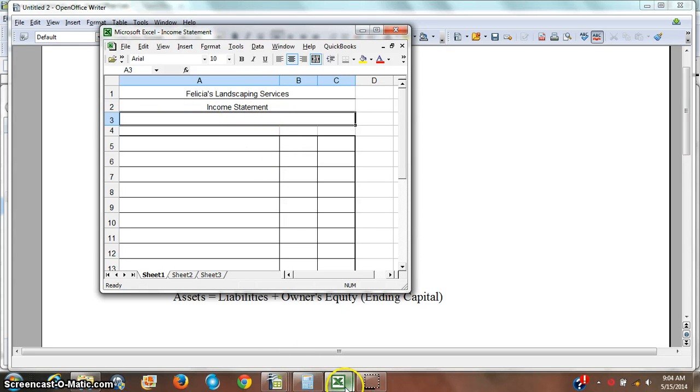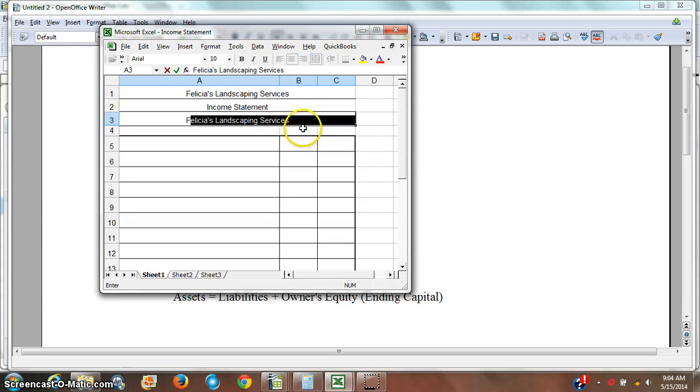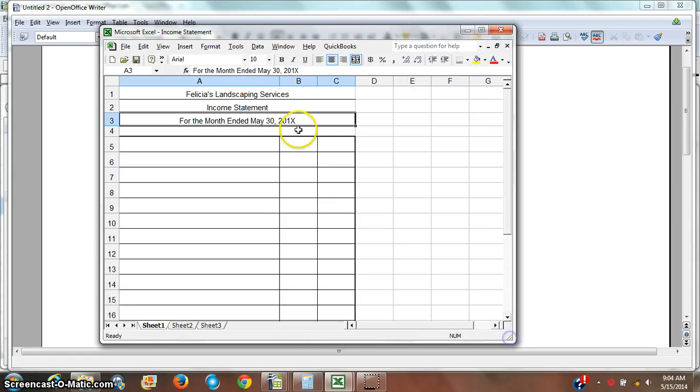And then this last line of the heading here is going to be somewhat like this one here. It's May 30, but it's going to be for the month ended May 30. And the reason for this is because the income statement doesn't show what things are like on a certain date. The balance sheet shows exactly how many assets you have on a certain date, be May 30, and it shows where things are at that date.